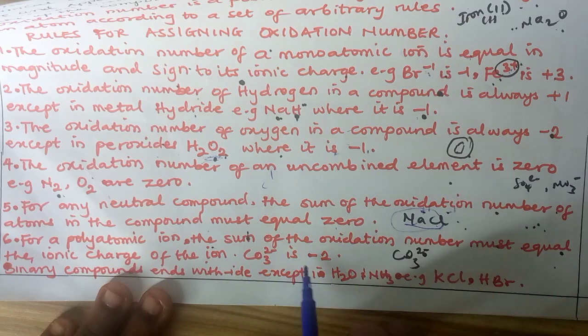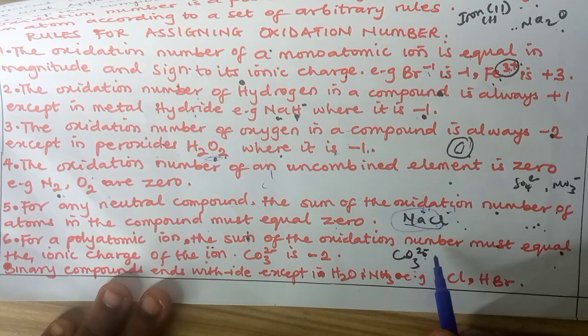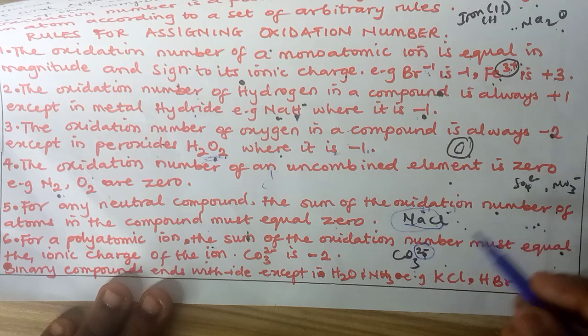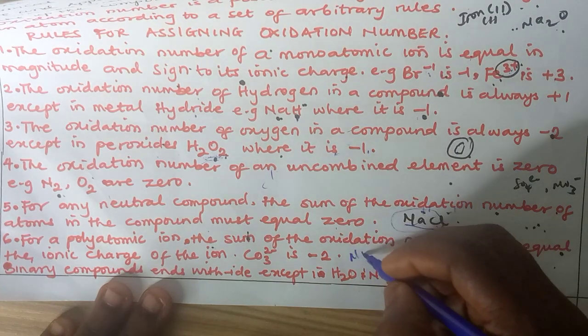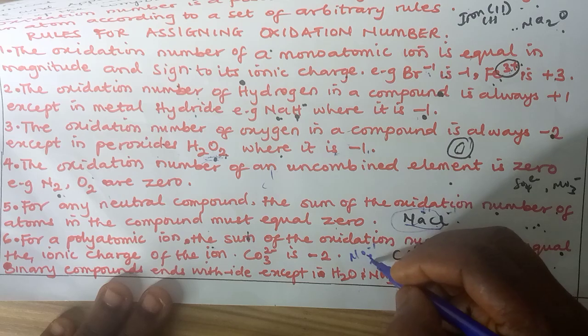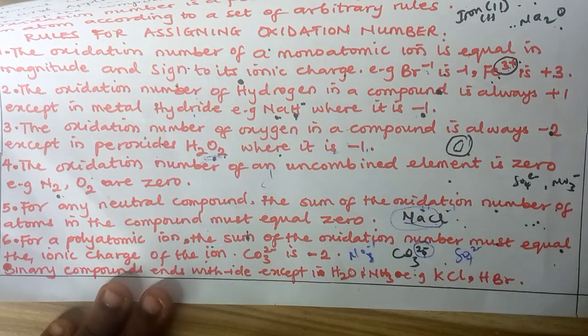And for polyatomic ions like CO3 2 minus in a radical, for instance, the oxidation number is equal to -2. That's the net charge on it. Like SO4 2 minus carries the oxidation number of -2. NO3 carries the oxidation number of -1 as the overall charge.